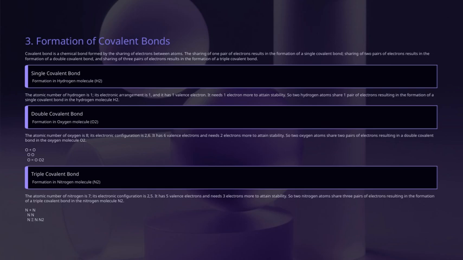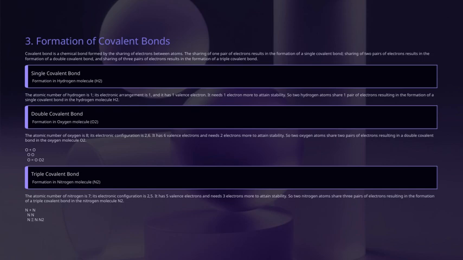Now let's look at hydrogen. Hydrogen has an atomic number of 1, with an electronic configuration of just 1, and it has only 1 valence electron. To reach stability, hydrogen needs 1 more electron. When 2 hydrogen atoms share their single electrons, they form a single covalent bond, resulting in an H2 molecule.